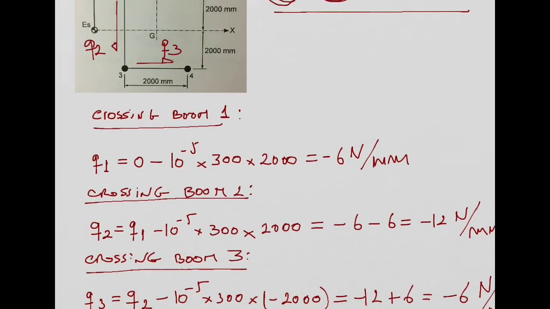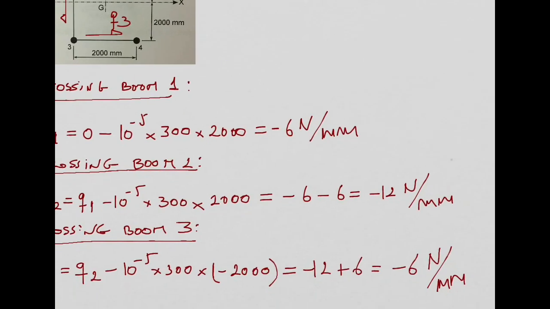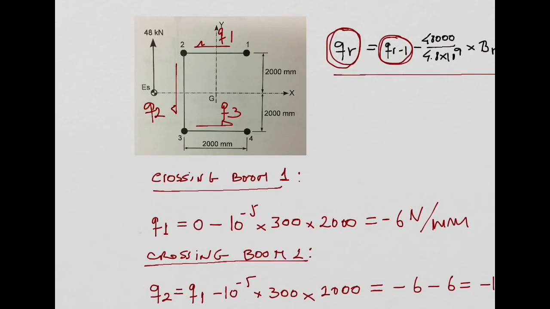Right? And now, so we have the shear flows. They all are negative, right? Minus 6, minus 12, minus 6. So I'm going to reverse my initial orientation. So they flow not in this anti-clockwise direction, but in the clockwise direction. So basically the shear flows will come from boom number 4 and flow in this direction. So this is 6, this is 12, this is 6.